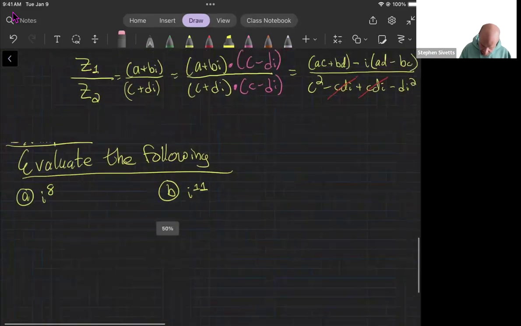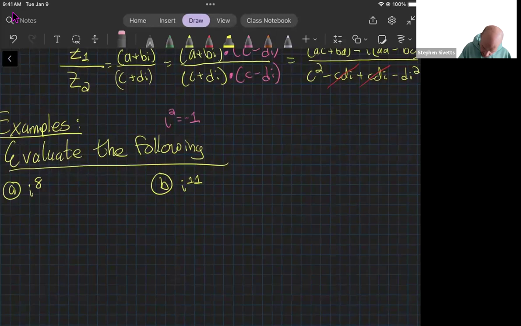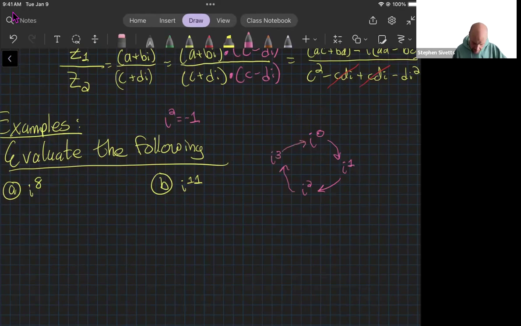You want to think about a clock. It goes like this: I to the 0, that's 1. I to the first, I squared, and then I cubed. So you want to think about these problems as a clock. What we do here is divide the exponent on I by 4, and we look at its remainder.